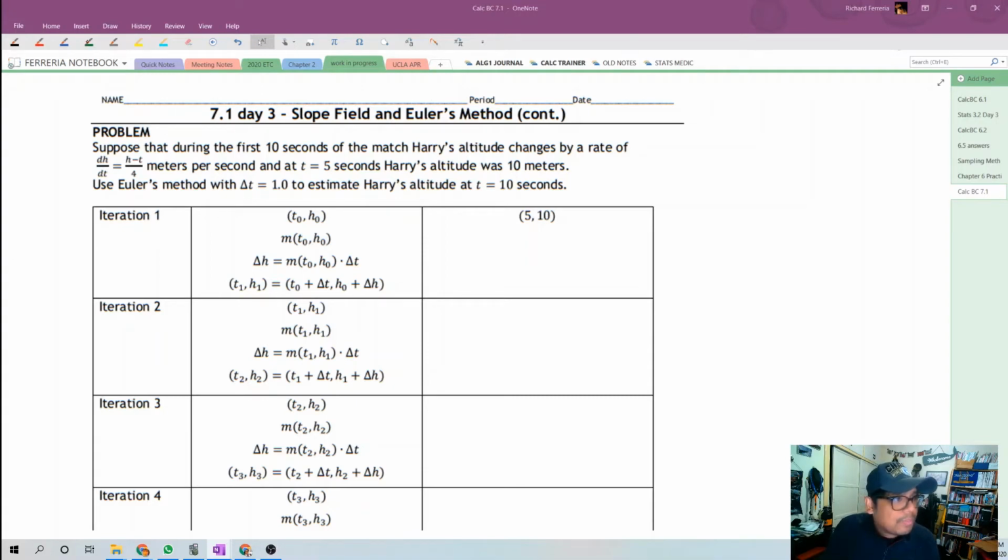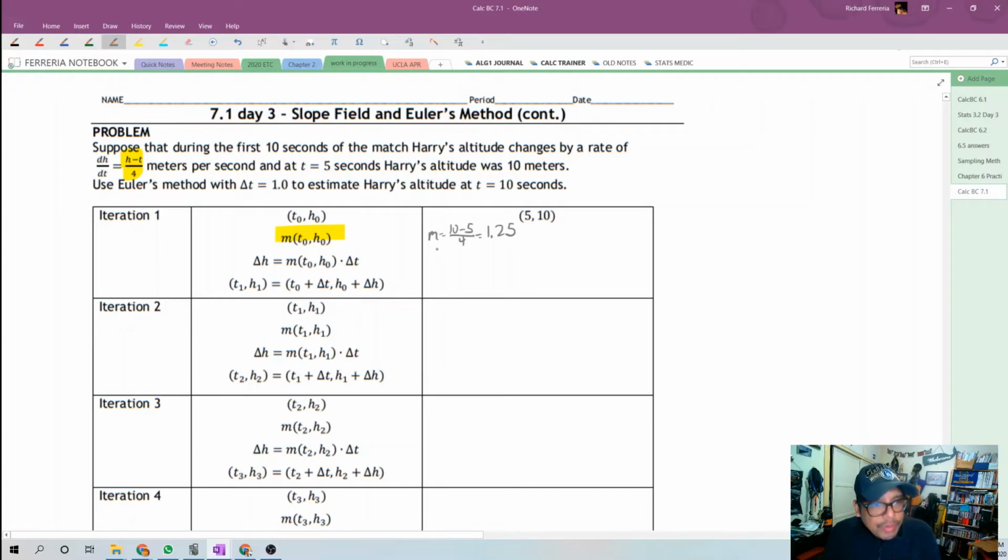Slope is going to be equal to h minus t over 4. H is 10, so 10 minus 5 over 4, which is 1.25.